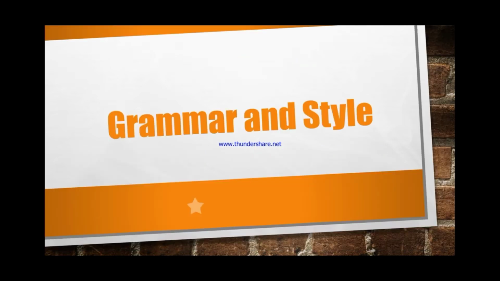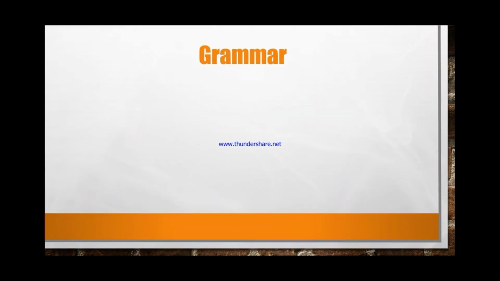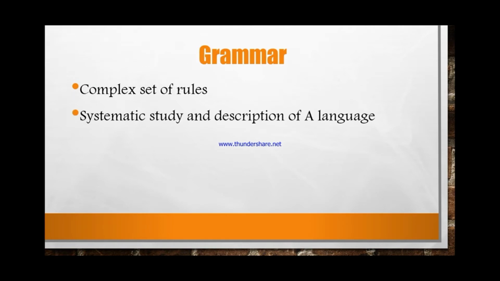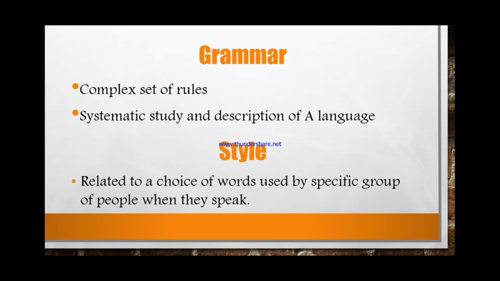Let's move to grammar and style. Grammar is a complex set of rules, a systematic study and description of a language. They say that without grammar, no language is complete. When we talk about style, it is related to a choice of words used by a specific group of people when they speak. For instance, in jargon or documents relevant to law, there are words used to express what they intend to say or write.